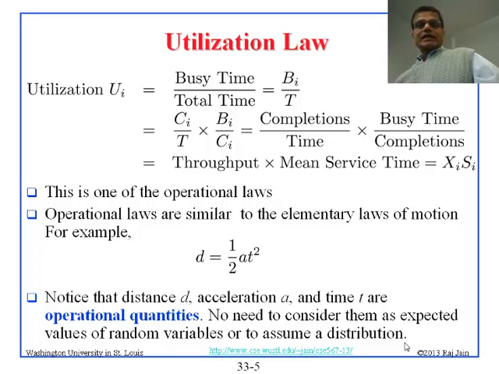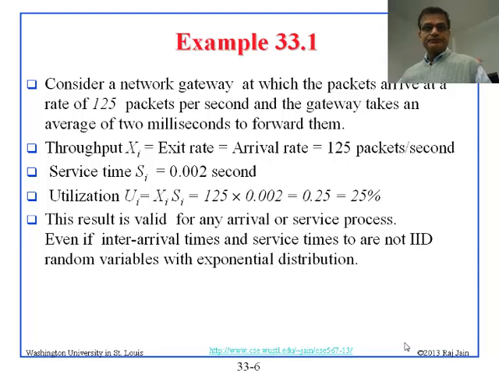Okay. So if I told you to use the utilization law, this is the law: Ui is equal to Xi Si. Here's an example. Consider a network gateway in which packets arrive at the rate of 125 packets per second, and the gateway takes 2 milliseconds to forward each packet.